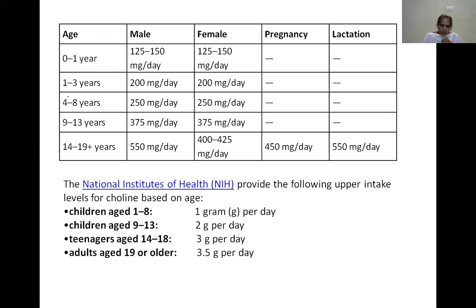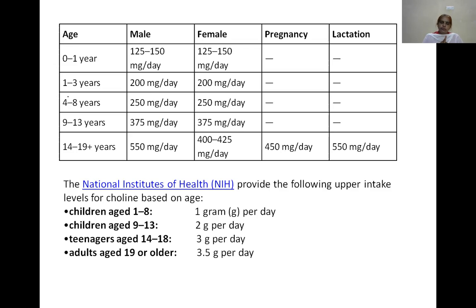Depending upon the dietary sources of choline, the normal values of choline differ at different ages. For 0 to 1 year, choline is required in males at about 125 to 150 milligrams per day. In females, it is also 125 to 150 milligrams per day. So both have the same normal requirement value, 125 to 150 milligrams per day, for the age between 0 to 1 year.